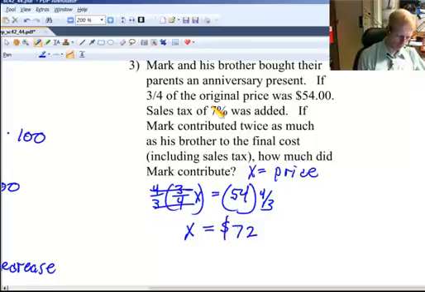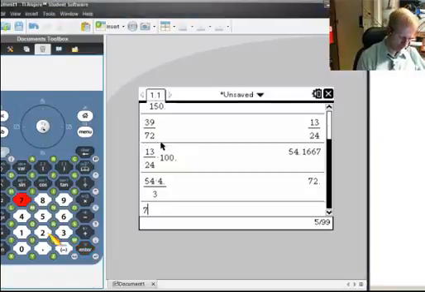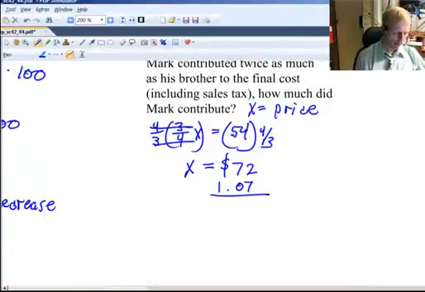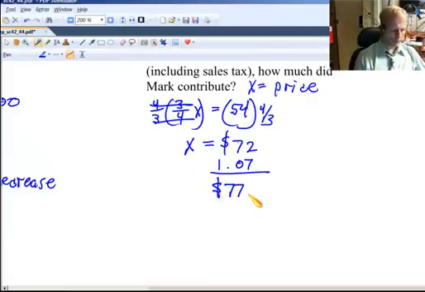Then sales tax of 7% was added. So to find the new price, I'm going to multiply by 1.07. So that would be 72 times 1.07, which is 77.04. Okay, so that's the price after sales tax.